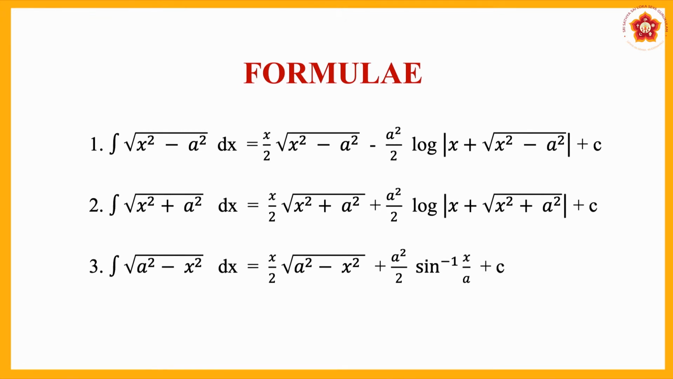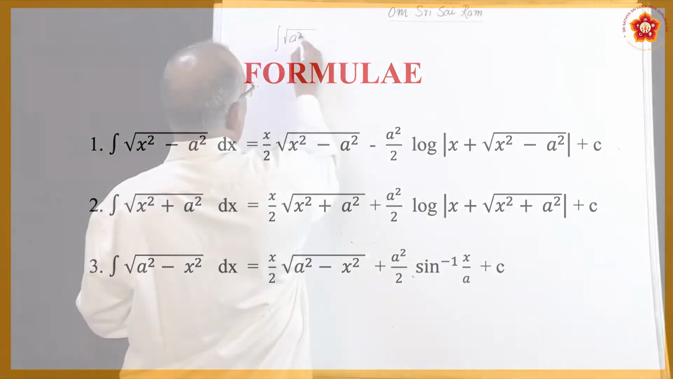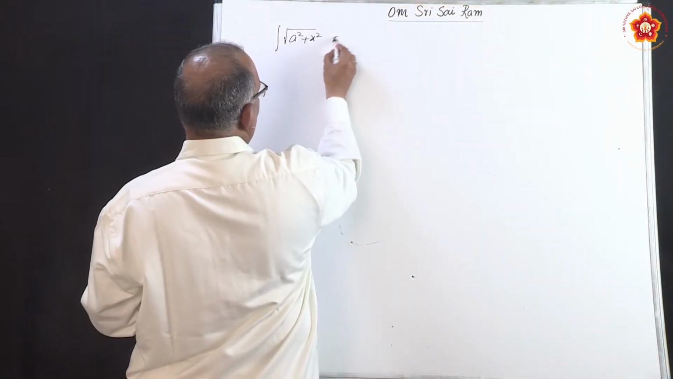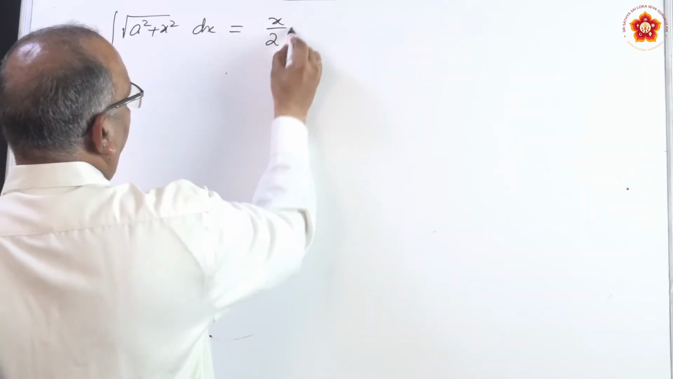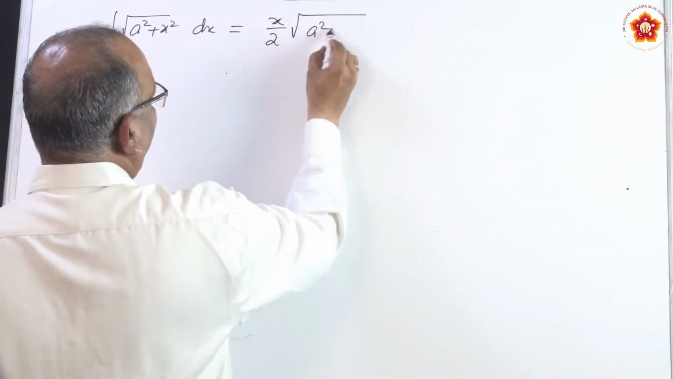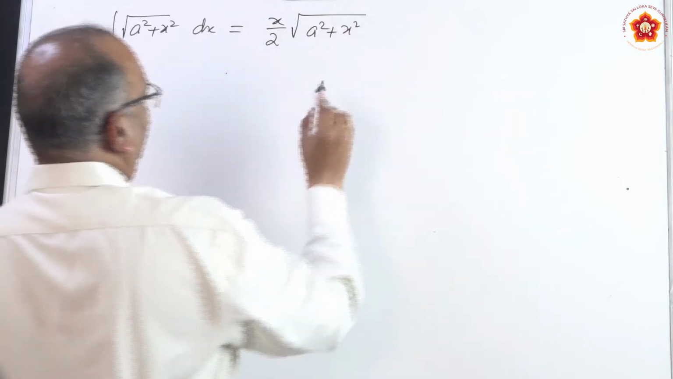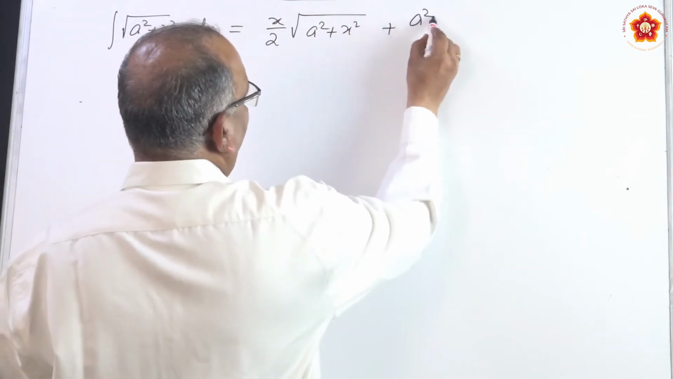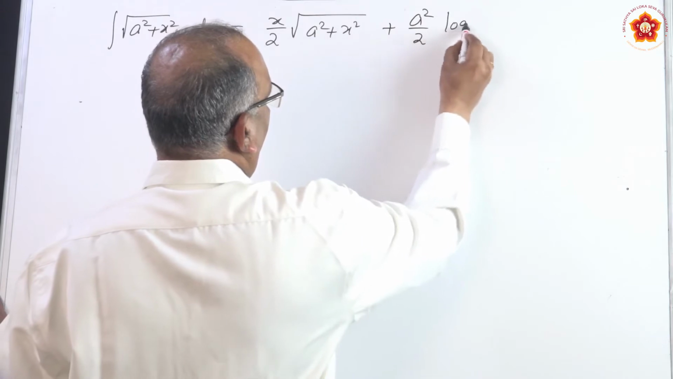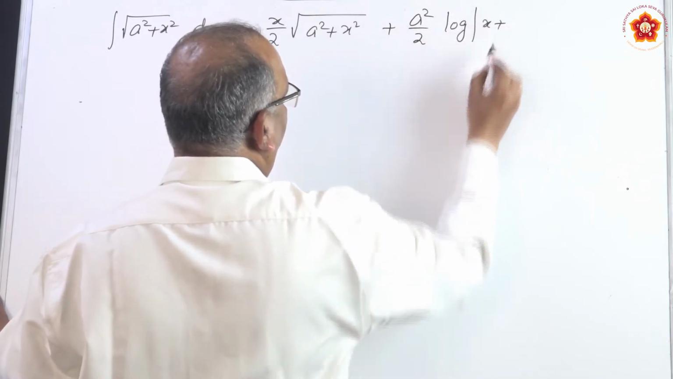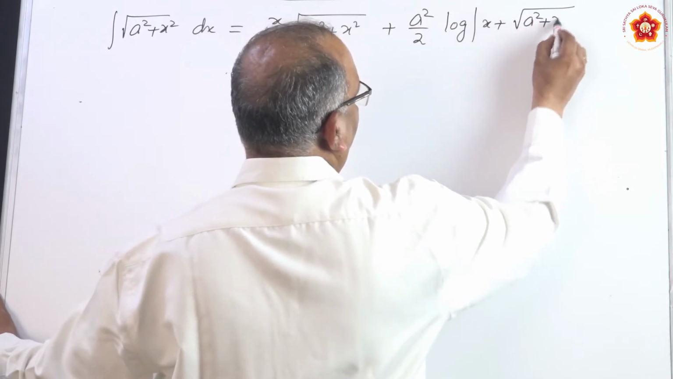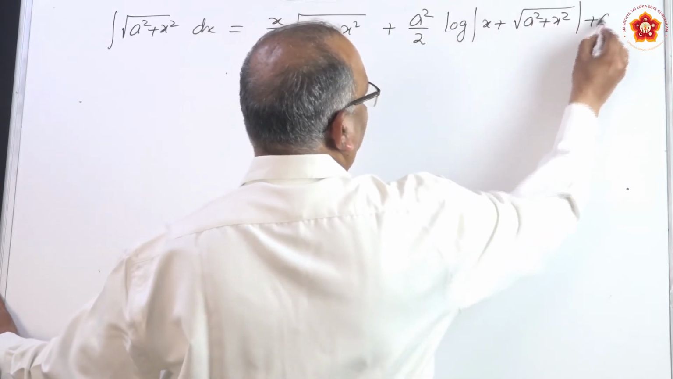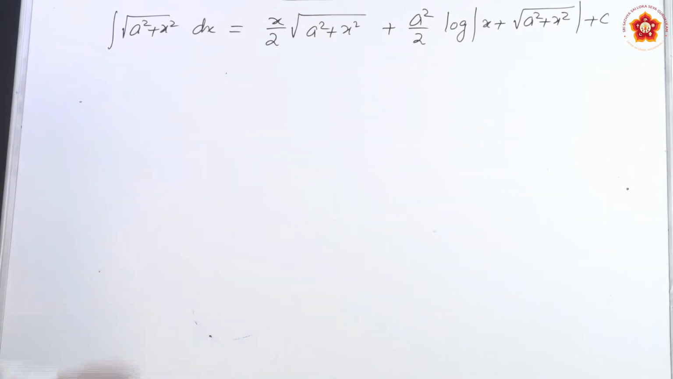We wish to derive the formula for the integral of under root of a square plus x square dx. And what is the formula? x by 2 under root of a square plus x square plus a square by 2 log of x plus under root of a square plus x square plus c. This is the formula which we want to derive.